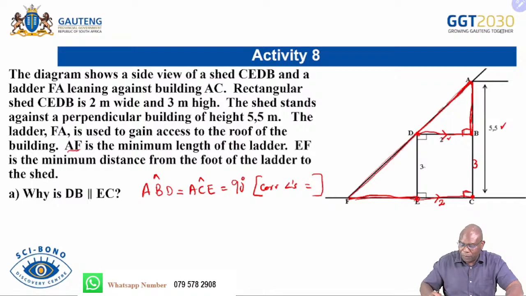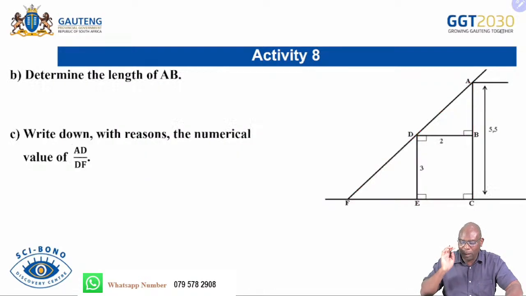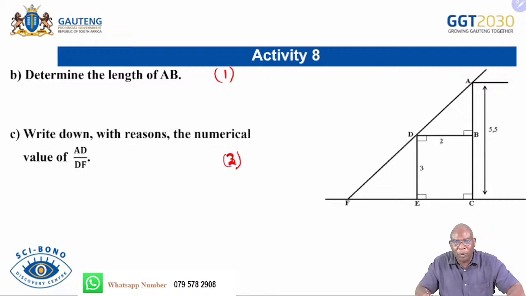Okay, right. So the ones I want you to look at and do are B and C. B is an easy one, and I'm going to give you 1 mark for this one. It's very easy. And then the next one, I'm going to give you 3 marks. So this question will be 3 minutes, starting now.